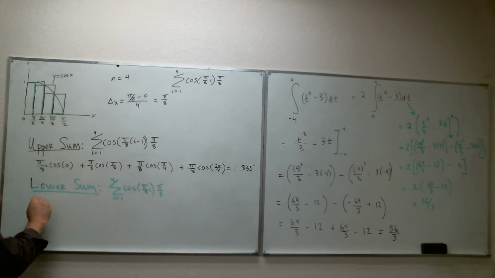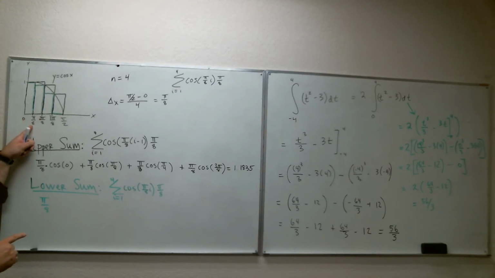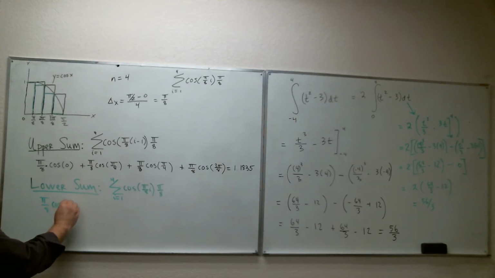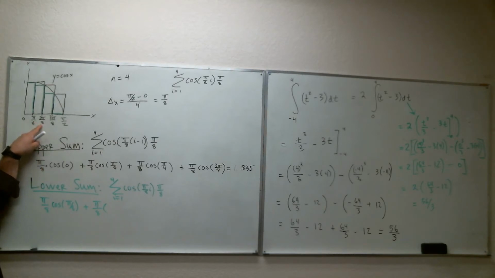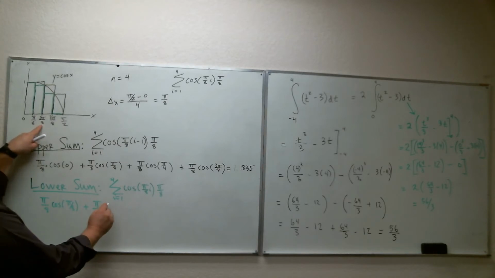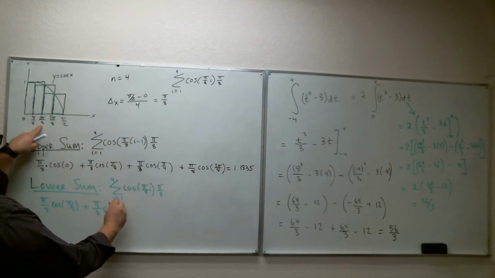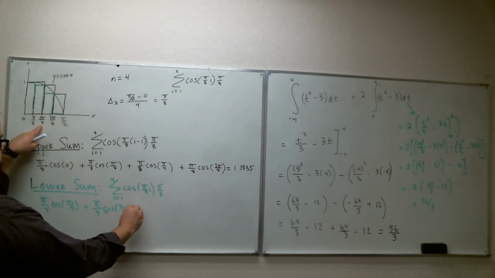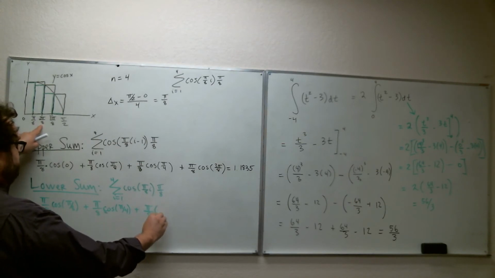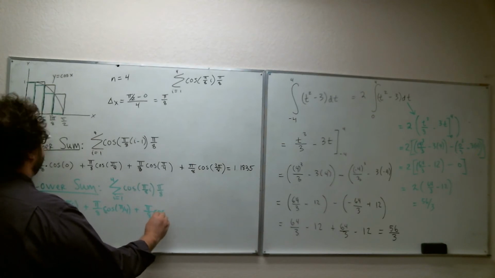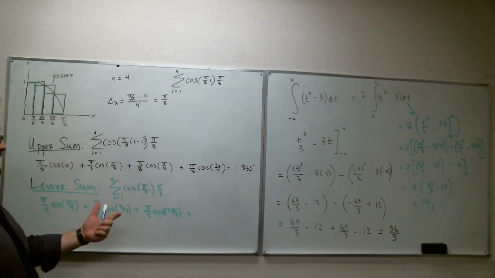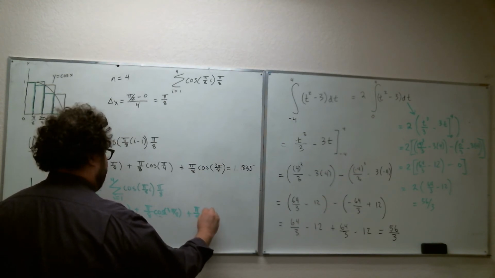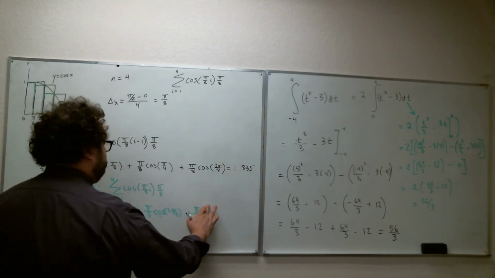Now let's do the same thing. Each of the widths is pi over 8, so pi over 8. What's the height of this first rectangle? It's cosine of pi over 8. Plus, the width of every one of these rectangles is pi over 8. The height of this second rectangle is given by cosine of 2 pi over 8, otherwise known as cosine of pi over 4. Plus the third rectangle, pi over 8 times the height, which is cosine of 3 pi over 8. Plus the fourth rectangle, the width again equal in every instance, pi over 8 times cosine of pi over 2.